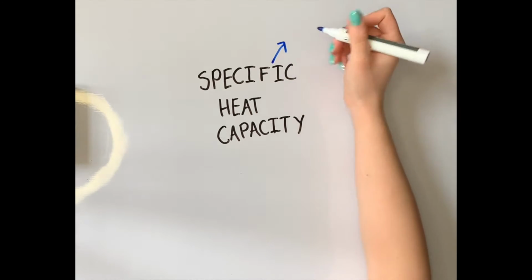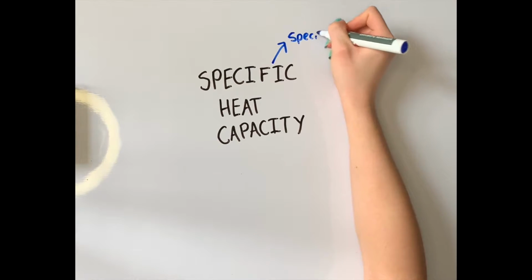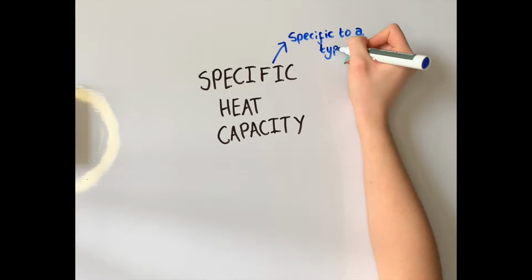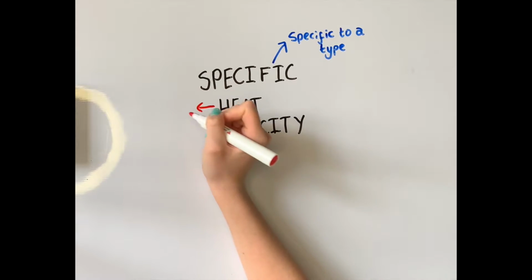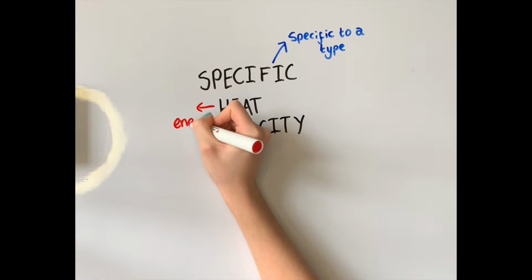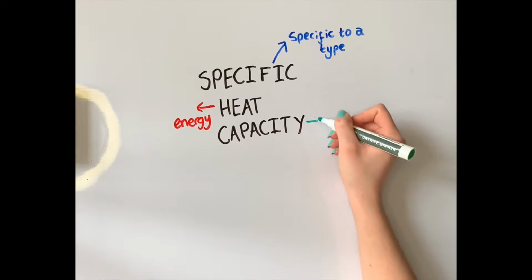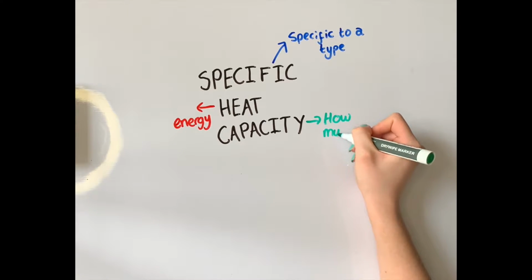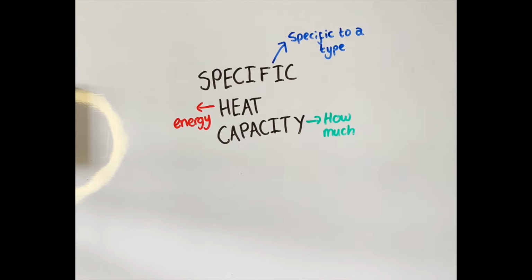Well, we know that specific is going to mean that this thing is specific to a type of something. In physics, when we talk about heat, we're usually talking about energy. In capacity, we usually understand to mean how much. Sort of like how much can something store or hold. So if we break down the name, it doesn't seem too daunting, right? Hopefully by the end of the video, you'll feel a lot more confident about specific heat capacity.